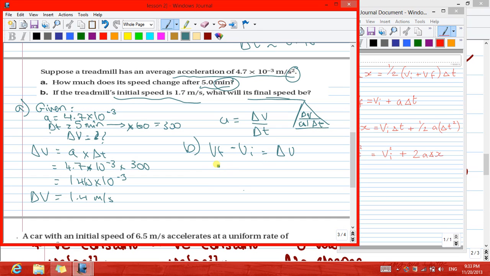So we can say that Vf is the one that you want to find, minus the Vi, which is already given, which is 1.7, equals the delta V, which is 1.4. So we take this to the other side and we add it. So Vf equals 3.1 meters per second.